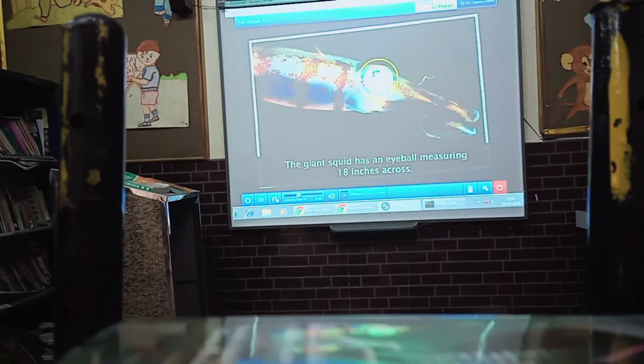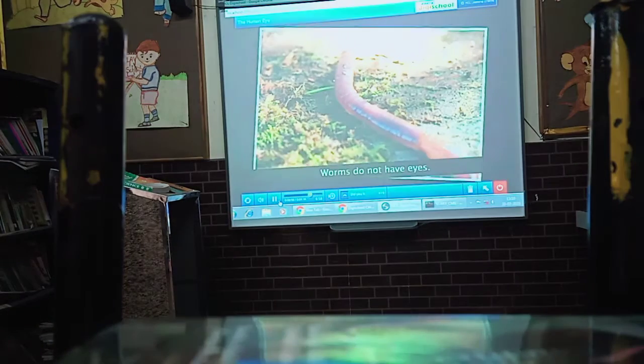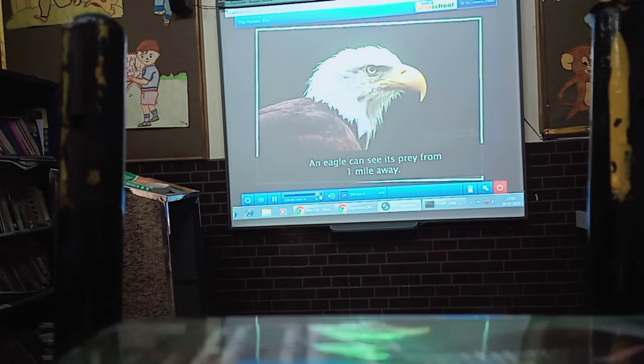The giant squid has the biggest eyeball in the world. It is 18 inches across, which is approximately equal to the size of a beach ball. Each of the 2 eyes of an ant is made up of many smaller eyes. Such type of eye is known as compound eye. Worms do not have eyes. A comet can see its prey from one mile away.